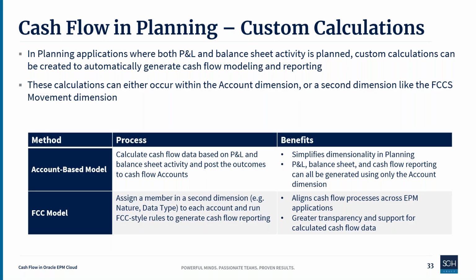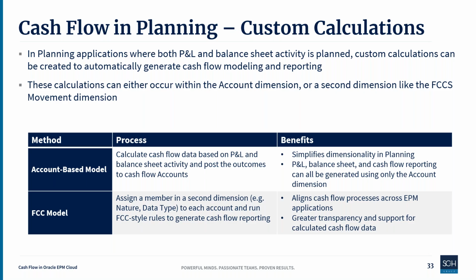Either an account-based model where you create basically just a cash flow account hierarchy the same way that you have your P&L account roll-up and your balance sheet account roll-up. It gets you simplified dimensions because you don't have to create a separate movement dimension for this purpose. And you get to have that single account dimension with all of your financial statements in them, which is sort of easier to work with for a lot of users who aren't as familiar with the tool.